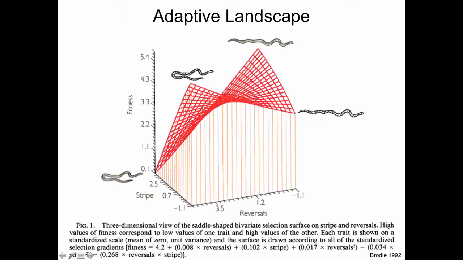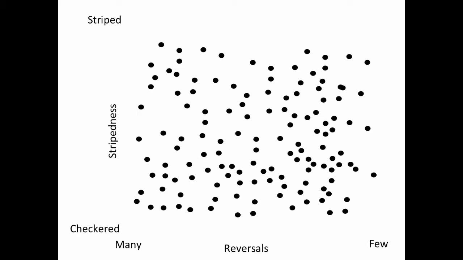And so what this means is that the color pattern and the behavior are negatively correlated with one another, such that you can either be checkered and have a particular behavior, or you can be striped and have the other behavior, but you can't be checkered and have both kinds of behaviors. And down here you can see that the fitness is such that there's directional selection on both stripe and reversals, and we'll talk about this in a few minutes when we start to talk about quantitative genetics of it.